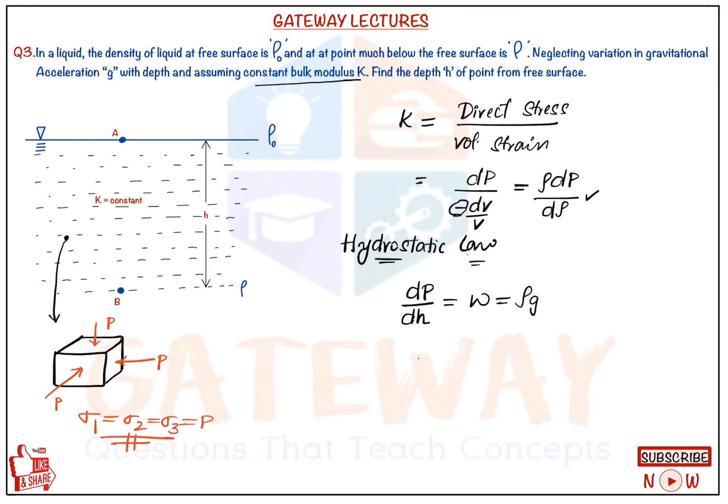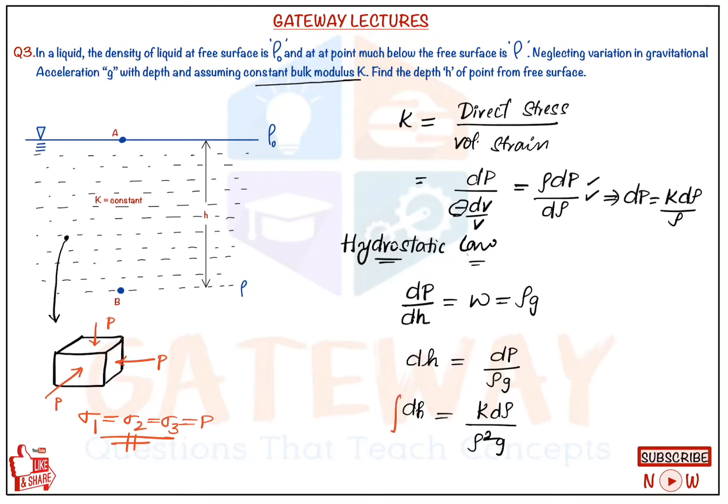Since finally we need to calculate h, we will take dH here. dH is equal to dP upon rho g. What is the value of dP? From the bulk modulus, dP is equal to K into d rho upon rho. So in place of dP we substitute K into d rho upon rho, divided by rho g, which is K d rho upon rho square g.